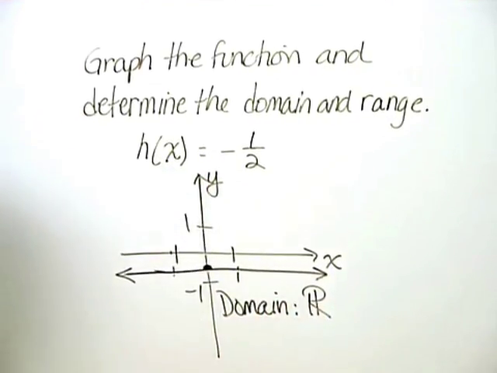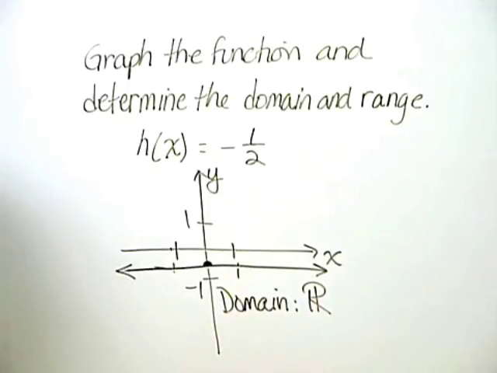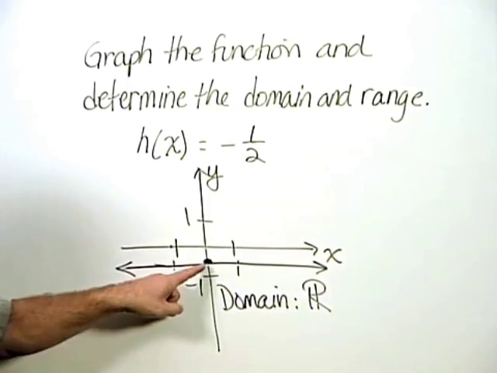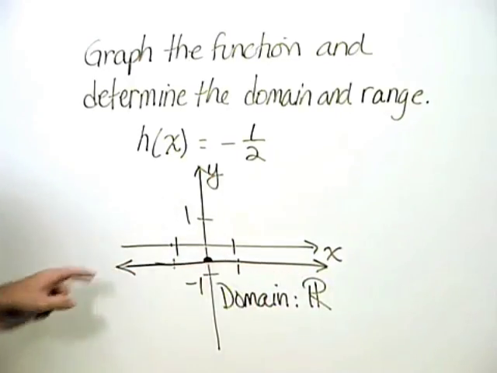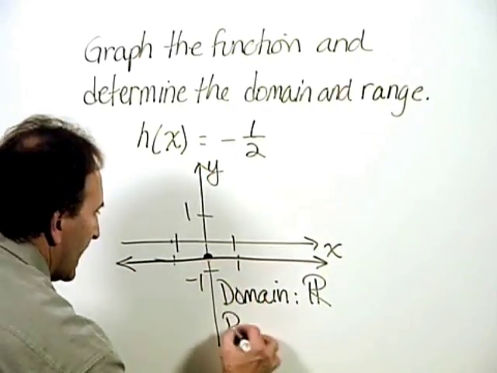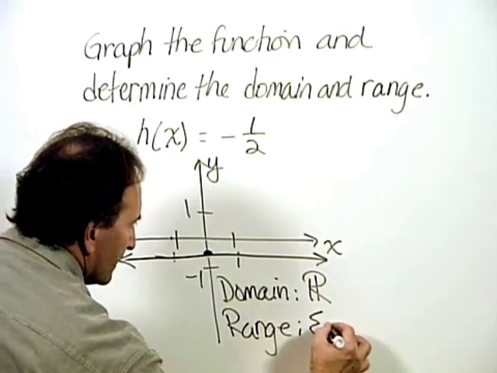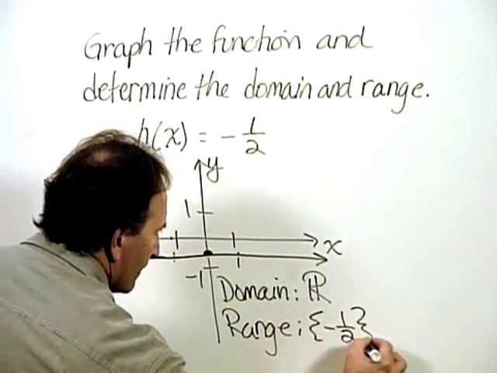What about the range? Well, the range are the y values, and there is only one y value. It's the value negative 1/2. So the range is negative 1/2.